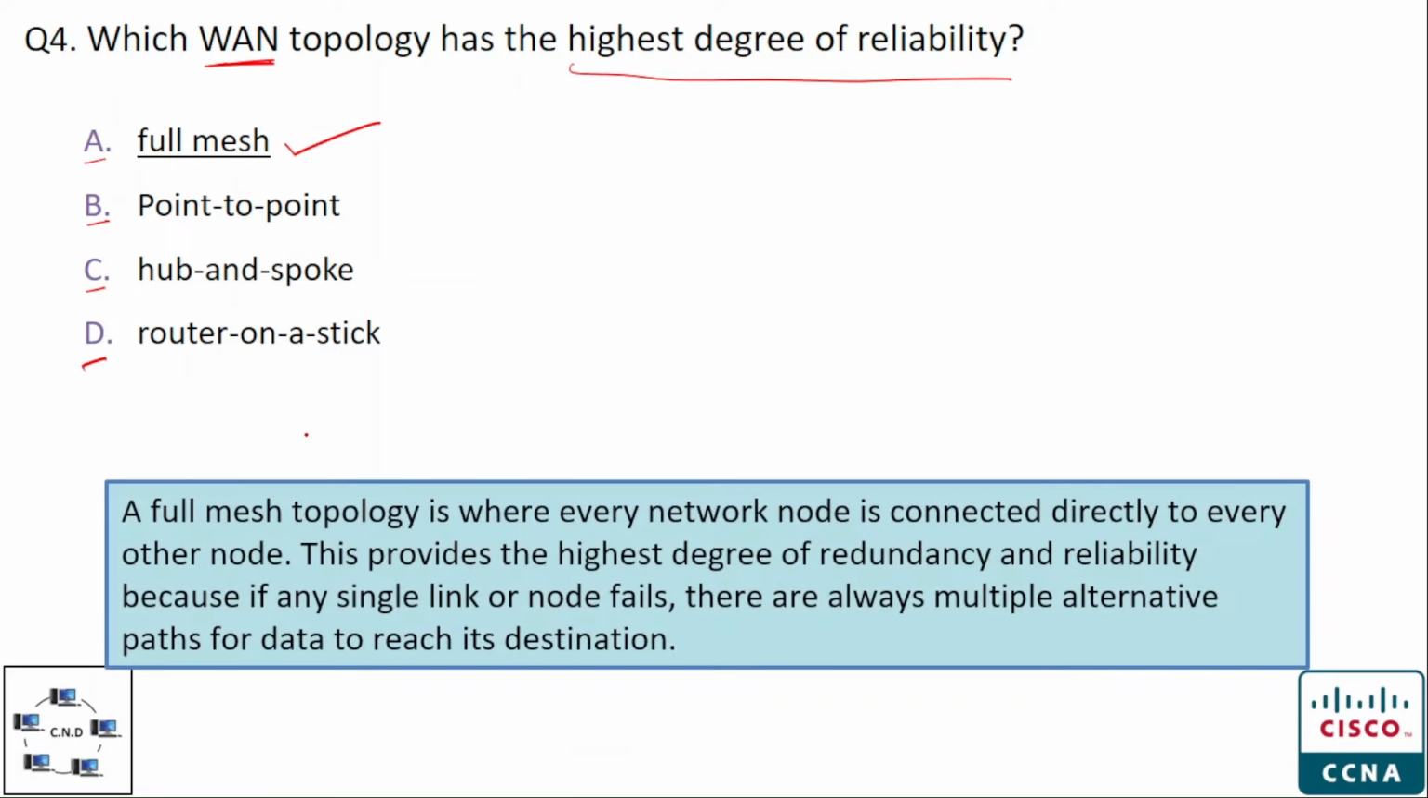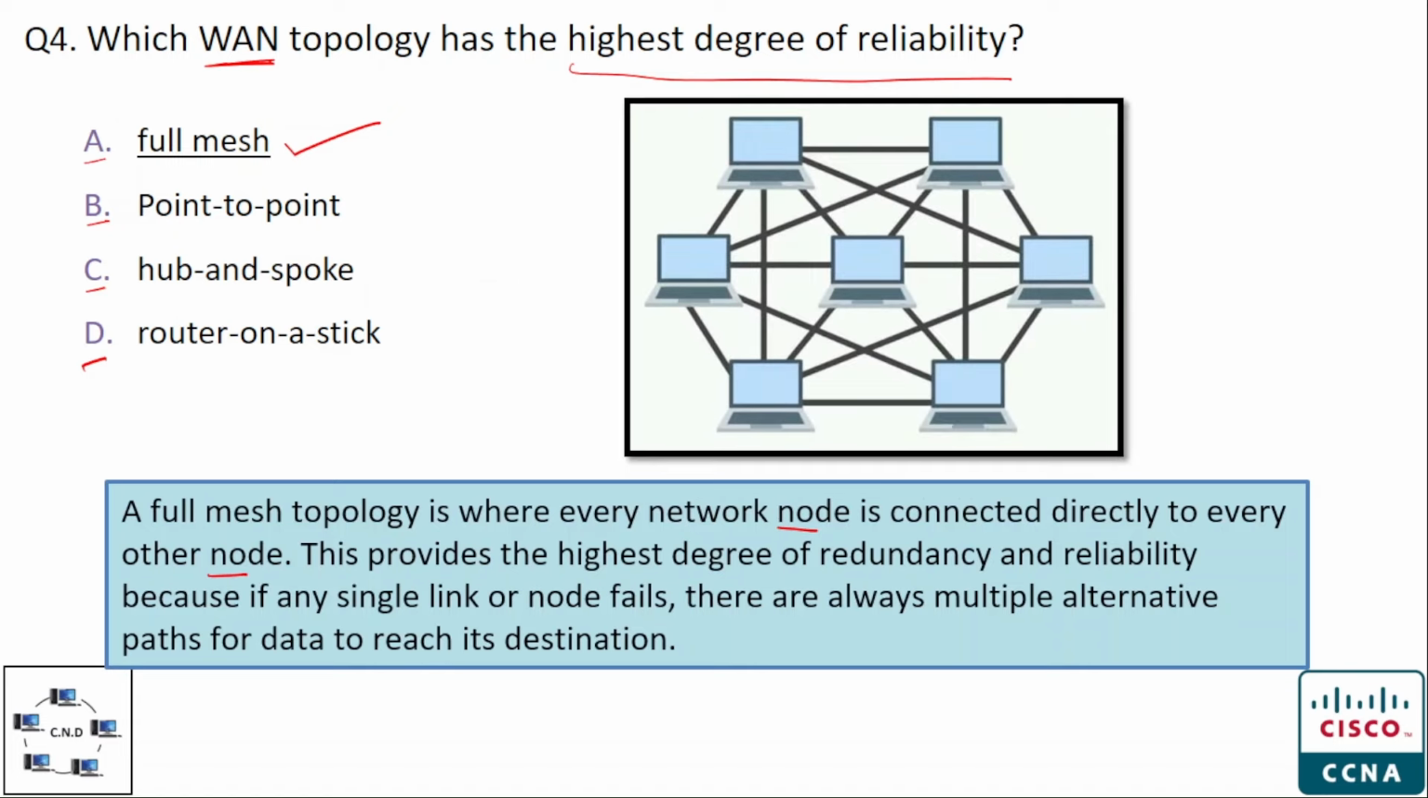And this is the explanation. A full mesh topology is where every network node is connected directly to every other node. This provides the highest degree of redundancy and reliability, because if any single link or node fails, there are always multiple alternative paths for data to reach its destination. And this is a typical diagram of a full mesh topology.